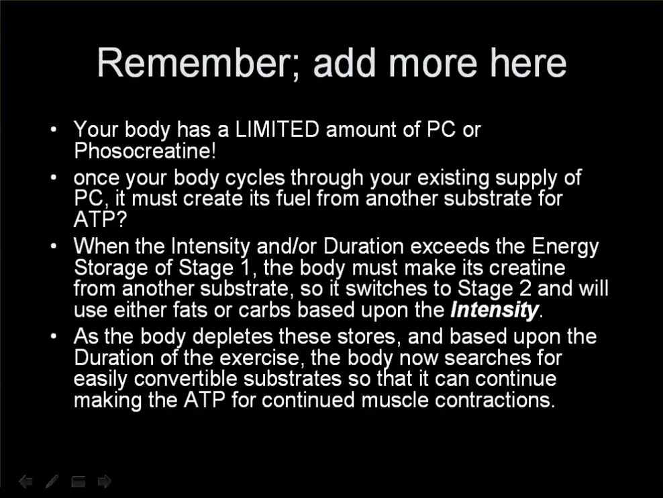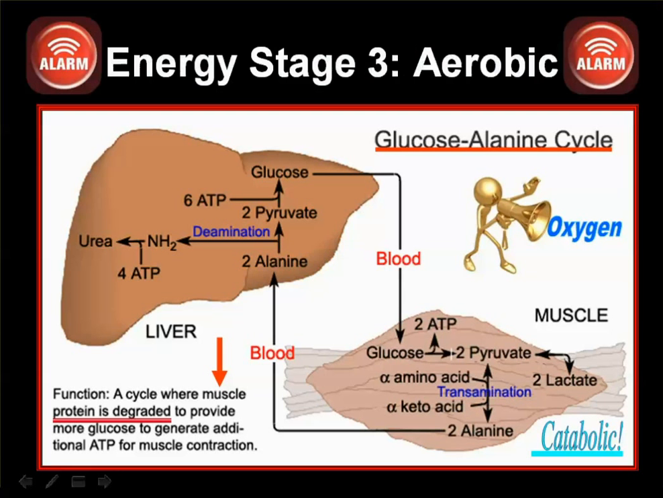So what are we saying here? Remember, your body has a limited amount of PC, or phosphocreatine. Once your body cycles through that, it must create the fuel from another substrate to get that ATP to keep the muscle contractions going. And when the intensity and the duration exceeds the energy level of stage 1, the body must go into stage 2. And based on the intensity, it switches from fats to carbs. The carbs move into the lactic acid. Now, when the body depletes these stores, it moves into stage 3.